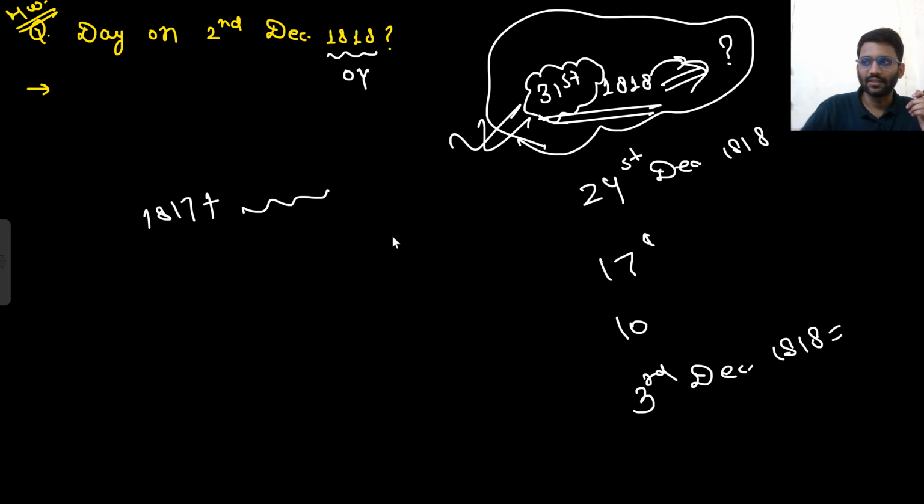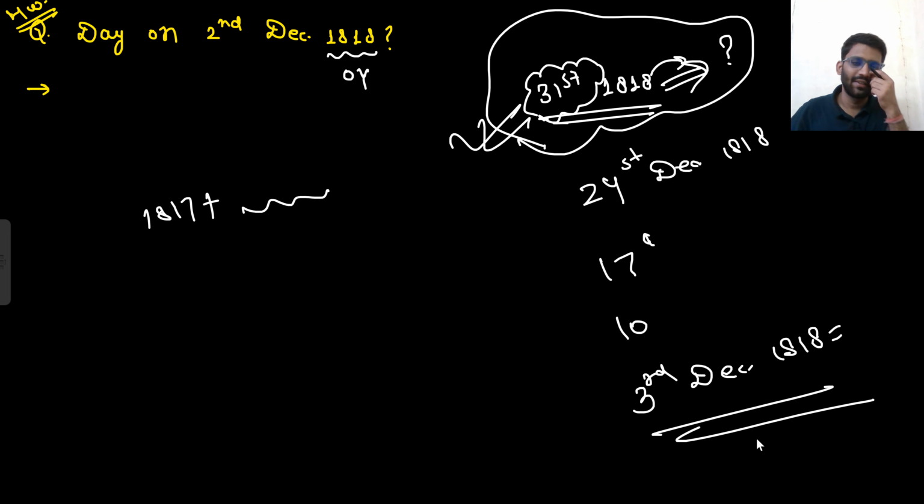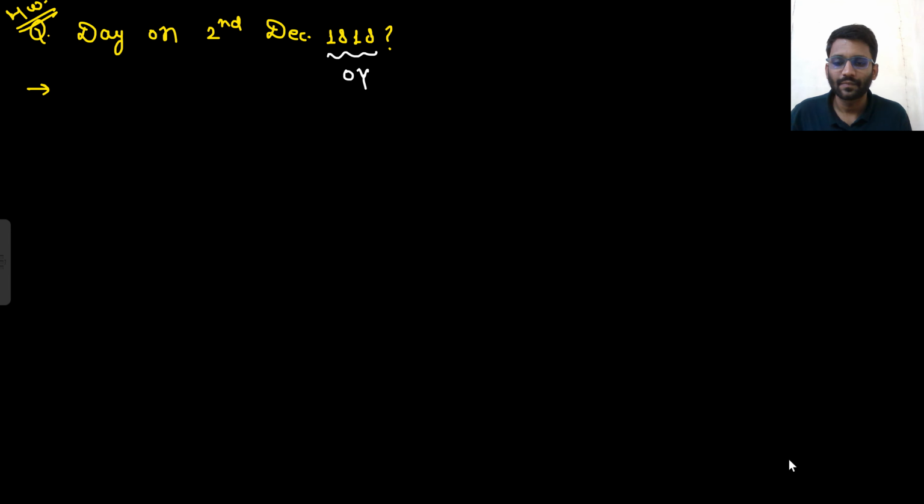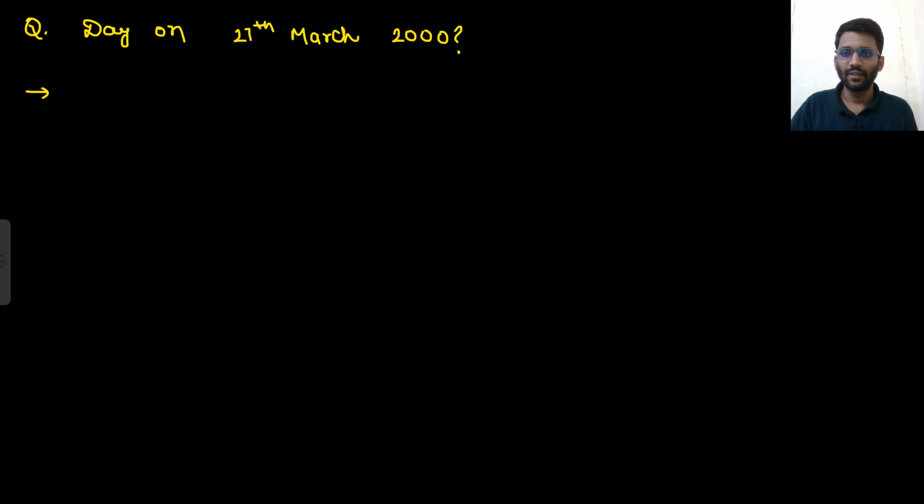How will I move in the months? Jan, Feb, March, April, and I will see how many days are there, how many odd days I get. So this is actually a good way, that you move backward. So this is a homework problem. I need you to comment down the answer in the comment section.